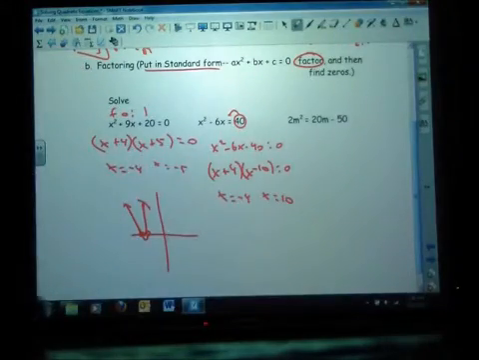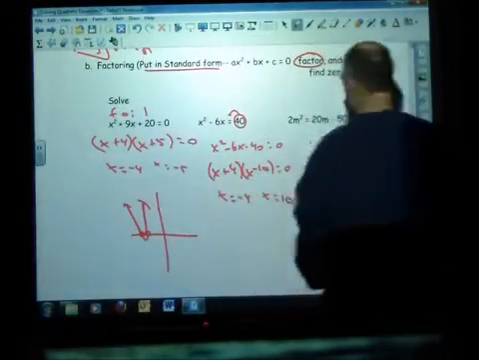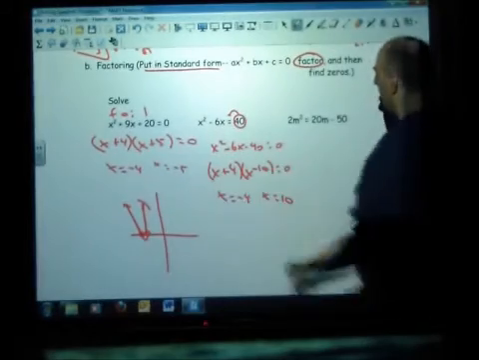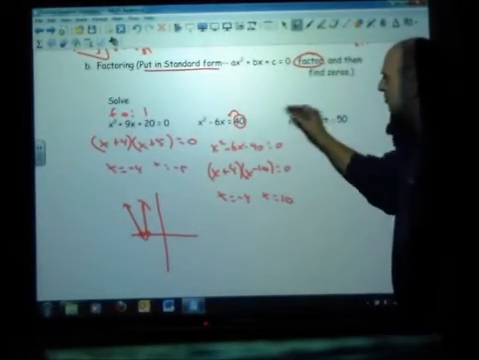Okay? Now this last one here, again, it's got guts, so we're going to put it into standard form. Everything goes on the same side as the square term.